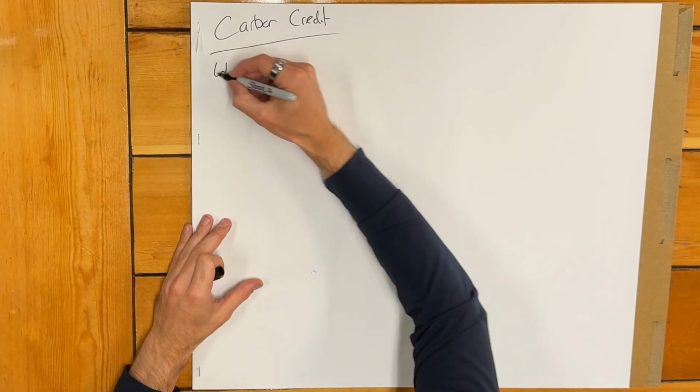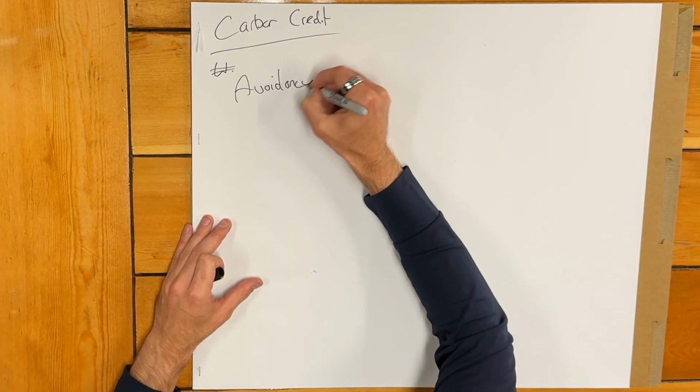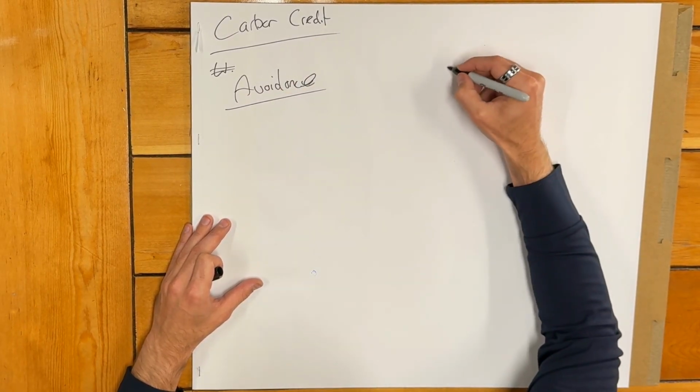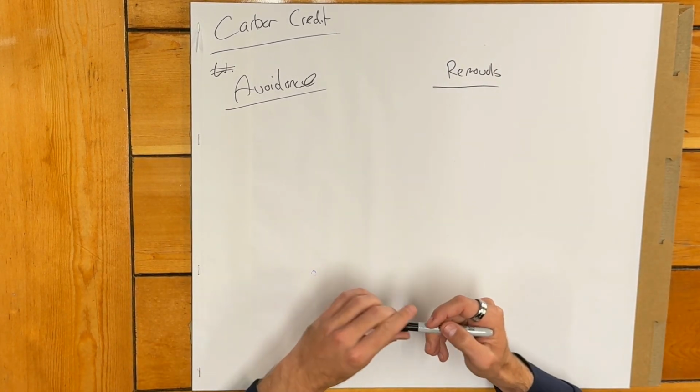So there are two primary forms of carbon credits, and these are very simple. They are avoidance and they are removals. Like the name suggests, avoidance is avoiding carbon going to the atmosphere. Removals is removing carbon from the atmosphere. I'll give you an example. We're going to focus more heavily on removals, but I'll give you some examples of avoidance.